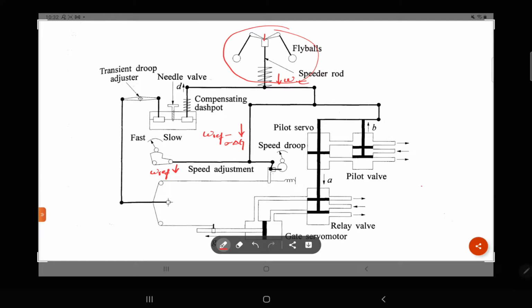Omega is simply the rotor speed, which is converted into a linear displacement by means of centrifugal force opposed by the spring. Here the spring is connected. The speed governor output is compared with the speed reference determined by the speed changer position. So here we have taken the reference speed.